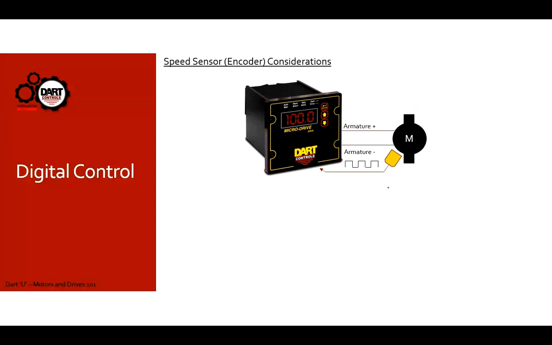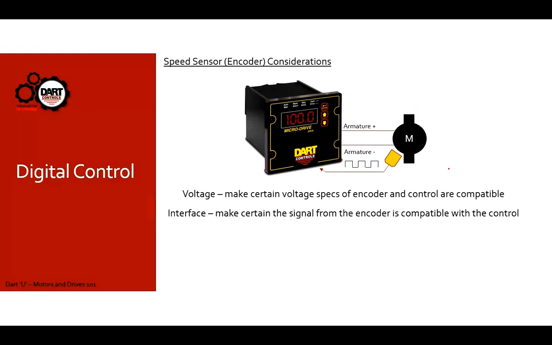So let's talk about the encoder. There are some considerations that we need to be aware of when using a digital control. One is you need to make sure that the voltage spec of the encoder and the controller are compatible. You don't want to use a 30 volt output encoder on a maximum 24 volt input control. That's basics. Look at the voltage specs on both the control and the encoder to make sure they're compatible.